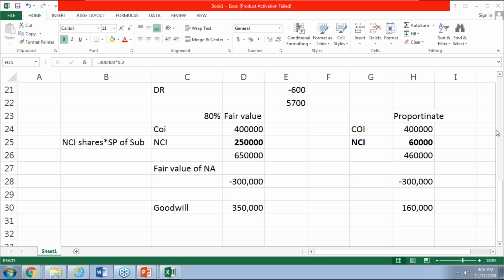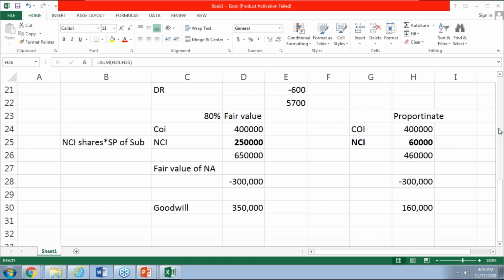Yes, this is also called partial goodwill. Now in the proportionate share, we take the percentage of net assets at acquisition. So NCI will be calculated as a percentage of net assets. So we have to calculate a percentage of 300,000 as the fair value of net assets. So NCI will be 20% of this 300,000. So this is how we calculate the NCI in the proportionate case.